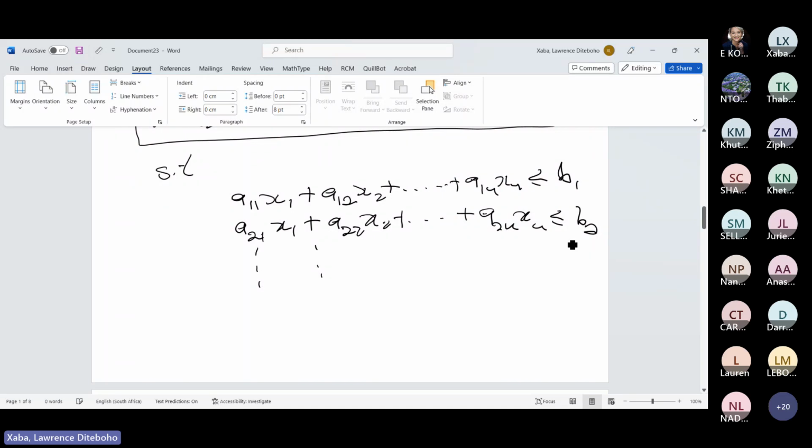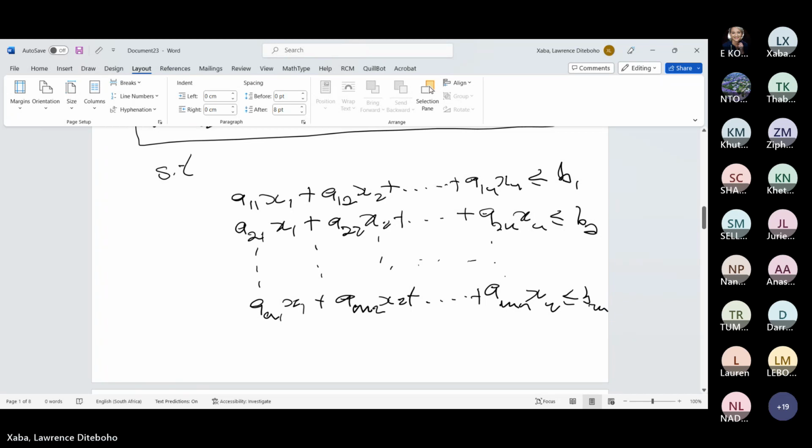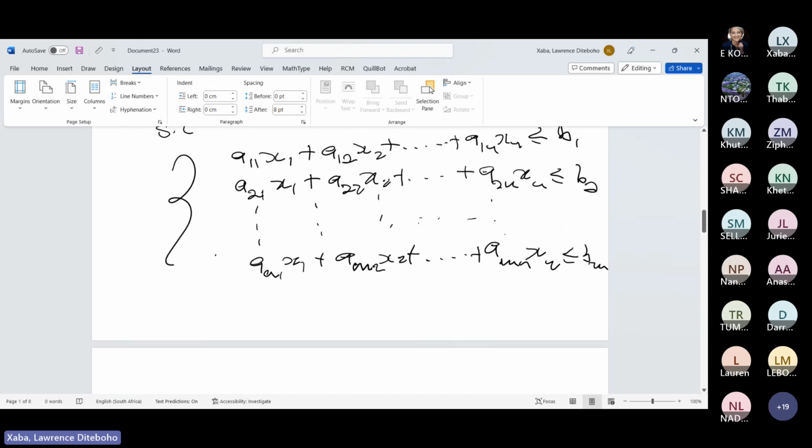Then we'll go down until the last constraint. So the last constraint, maybe it will be M1 X1 plus M2 X2 plus Mn Xn less or equals to B subscript M. Then these are our constraints. We have our objective up there, followed by our constraints.